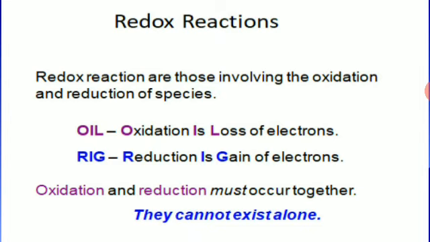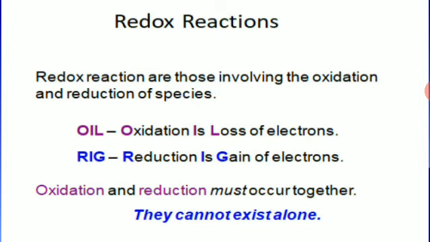Redox reaction involves the oxidation and reduction of the species. The oxidation is a process in which an atom or ion loses one or more electrons. So oxidation can be remembered as OIL: Oxidation Is Loss of electron, and reduction can be remembered like RIG: Reduction Is Gain of electron.